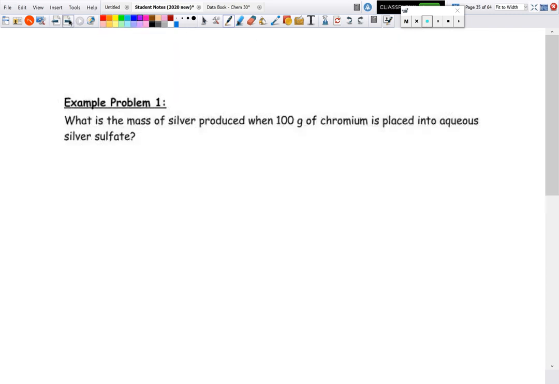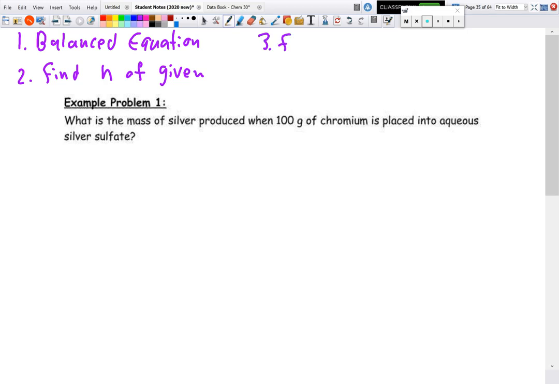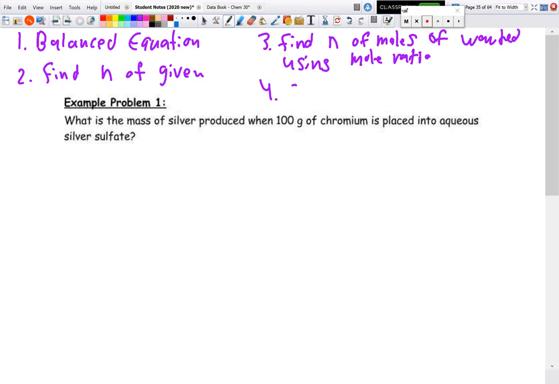So let's look at our first example. So we will need to follow our 4 steps. Of course, step 1 is balance the chemical equation. Step 2 is find the number of moles of our given. Step 3 is going to be find the number of moles of the wanted using the mole ratio. And of course, step 4, solve the question. So we are going to be following these 4 steps to solve our first question.